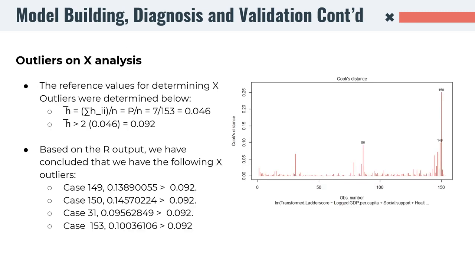Here, we will explore potential outliers with regard to their X values. To determine the outliers, any case exceeding 0.092 is considered an outlier. There are 4 cases that exceed 0.092. Those are case 149, case 150, case 31, and case 153. The Cook's distance plot on the right will be addressed later.